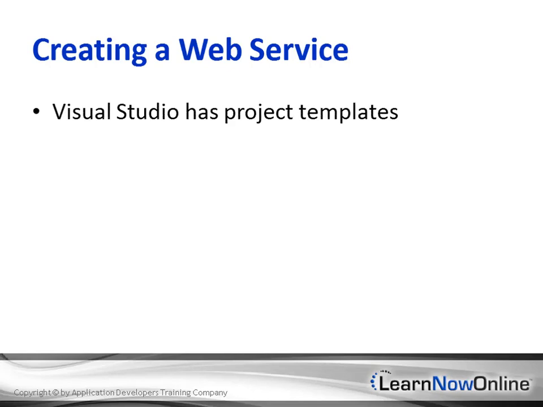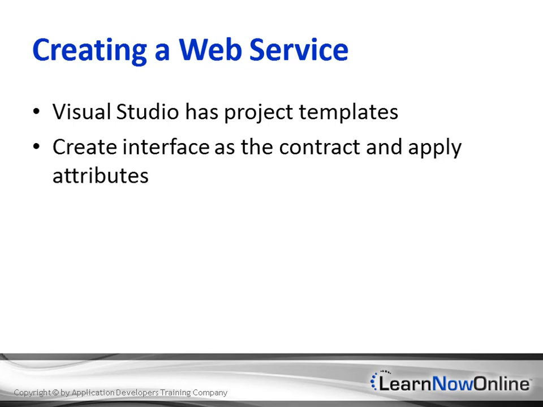It's easy to get started with web services in Visual Studio because there's pre-made project templates you can use. When creating a service, the first thing you do is create an interface. The interface is the contract and it corresponds to the WSDL document. On that interface, you'll apply various attributes to define what the meaning of each piece is.